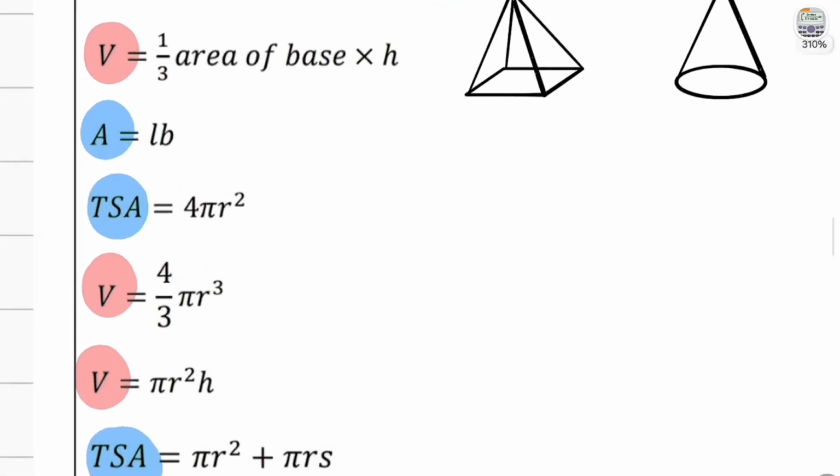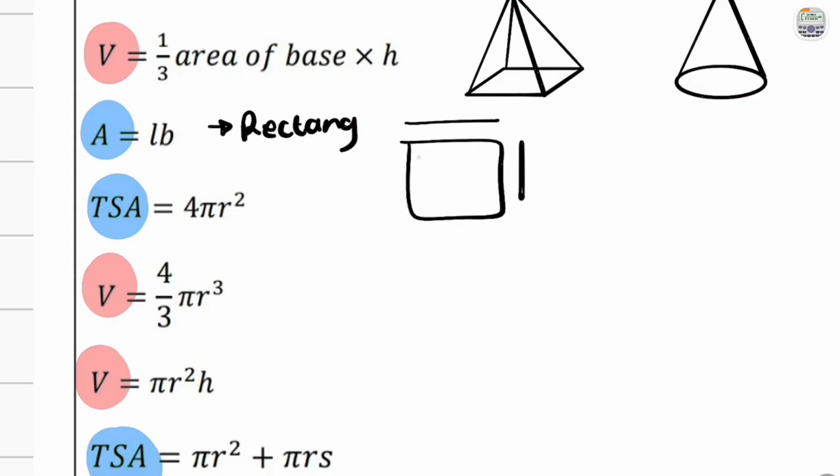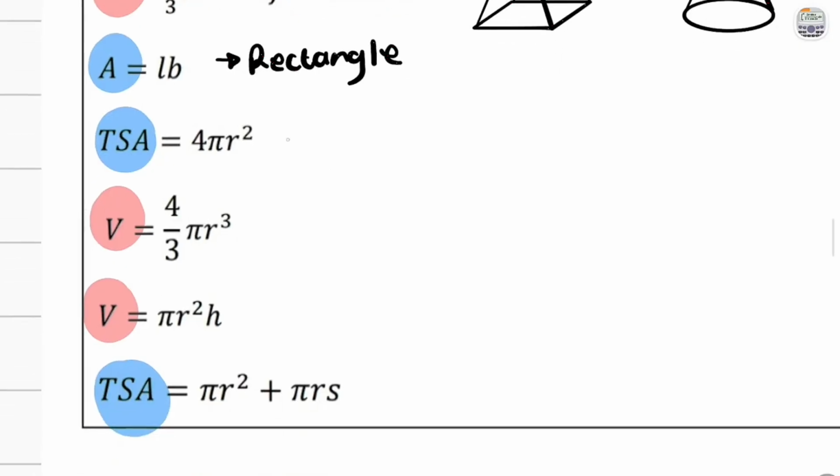This just says length times breadth. We know that that is the area of a rectangle. So if you have a rectangle, just find the length, multiply by the breadth, and you get the area of it. That's a 2D shape. And then we have the total surface area, 4 pi r squared. This is the total surface area of a sphere, the 3D shape. That is the total surface area.